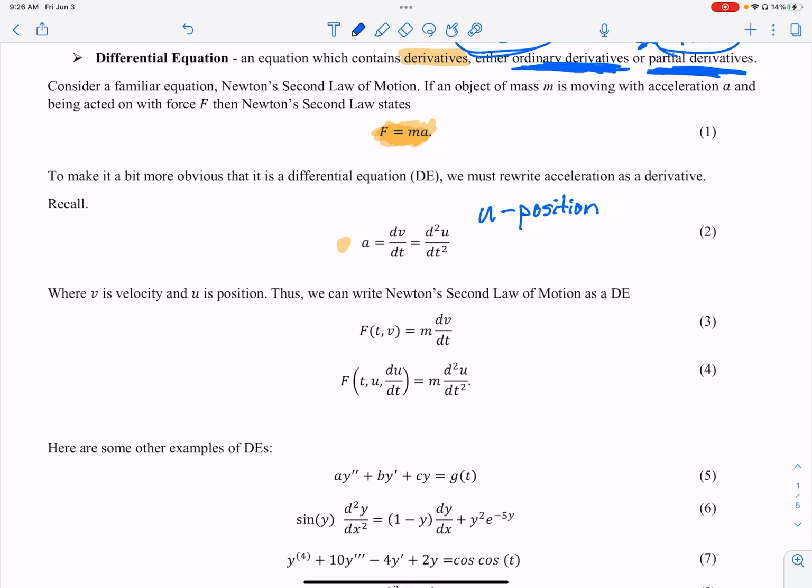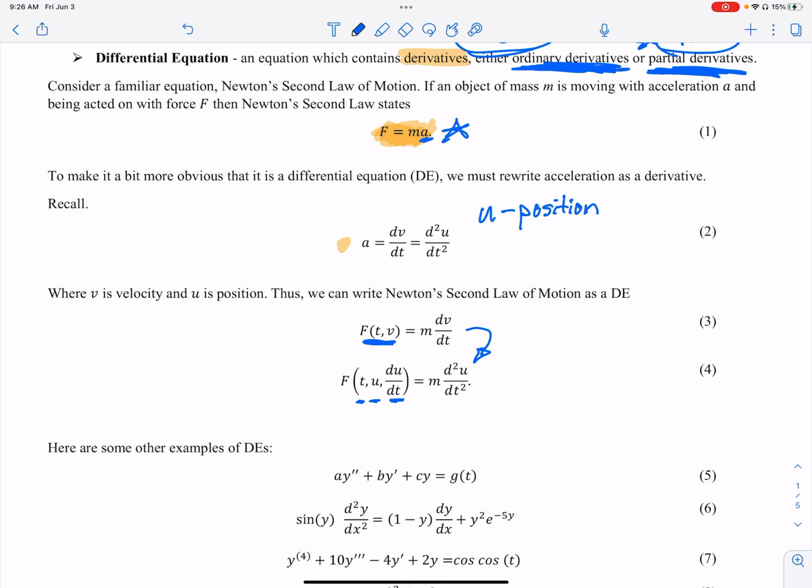So all they did is take that equation and replace the acceleration with the derivative of velocity, and then from here they replaced the derivative of velocity with the second derivative of position. Over here is just telling us what variables there are, time and velocity. Here it tells me that time is a variable, that position is a variable, and then we also have the derivative as a variable. That's all that is. It's just fancy writing for that.